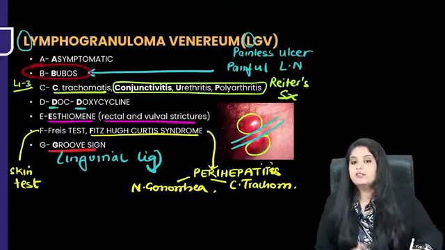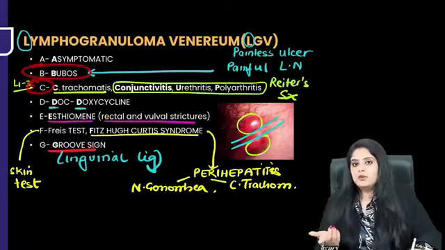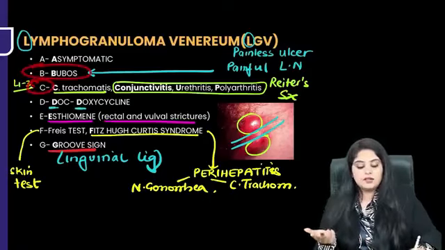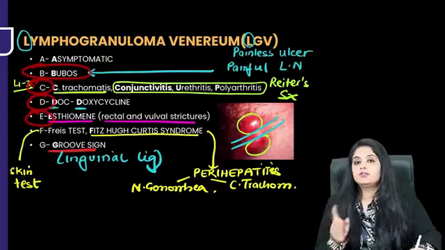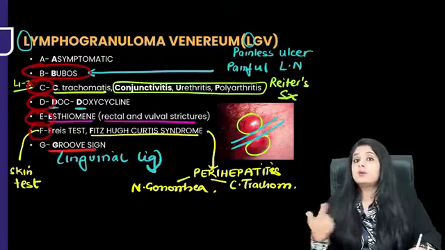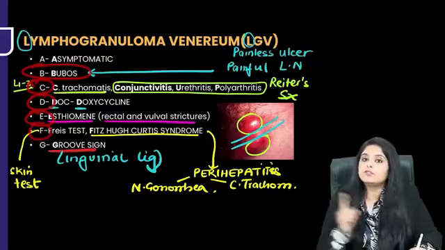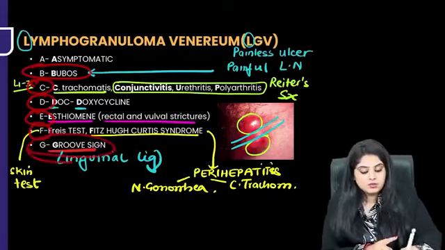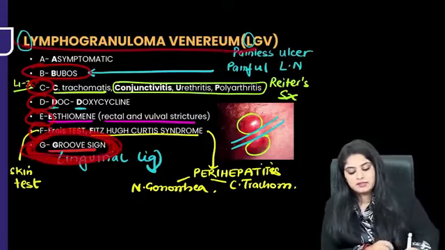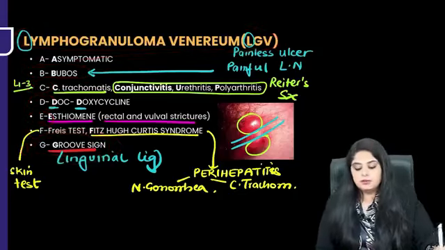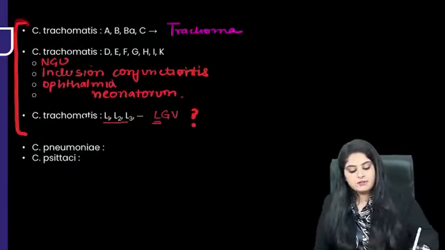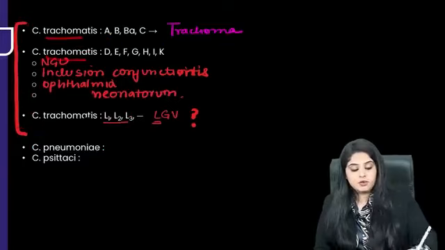So remember, buboes are seen which are painful. Chlamydia trachomatis, CUP syndrome or Reiter's can occur. Drug is doxycycline. Complications include esthiomene, and another complication is Fitz-Hugh-Curtis syndrome. Skin test is Frei's test. Most important, groove sign will be seen. That is lymphogranuloma venereum. So yes, coming back, your chlamydia point is totally done in terms of trachomatis.